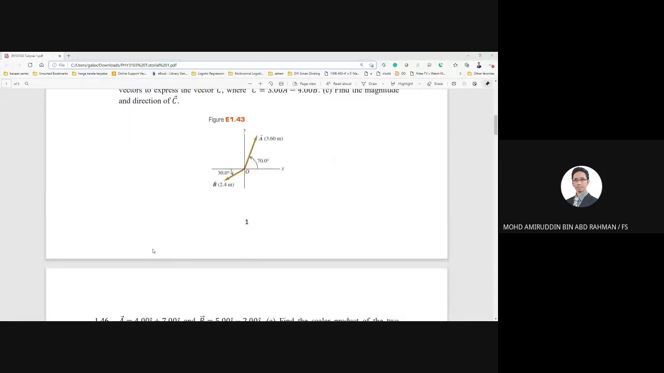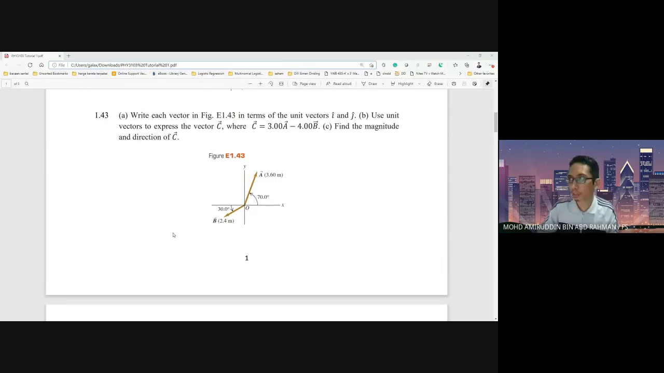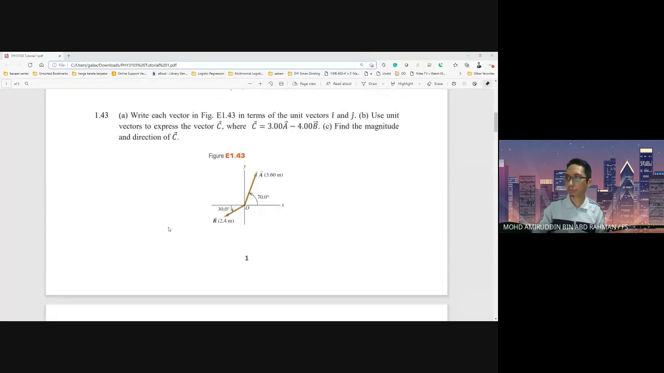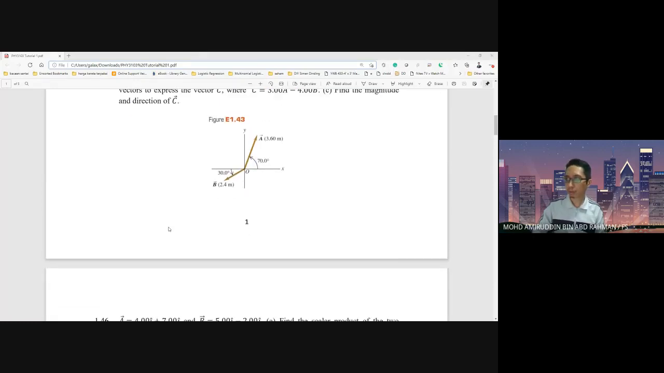Okay, we move on to 1.43. Write each vector in figure 1.43 in terms of the unit vectors i and j. I haven't taught you about unit vectors yet. I thought this question was already covered by yesterday's lecture, but never mind.